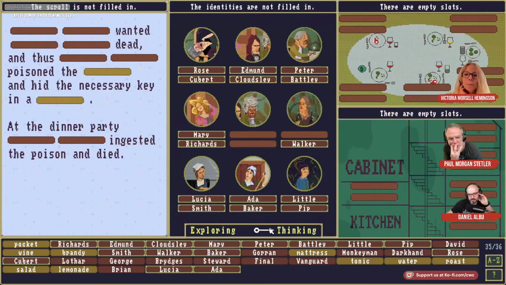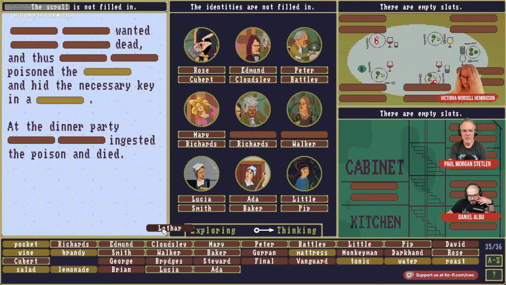There was someone named Lothar or something. Who was that guy? There was a note about Lothar. That is Mary Richards' father, I think, right? So maybe he's the big guy in the middle, Lothar Richards. Lothar's head is to the left, second from the left, second down. There you go.